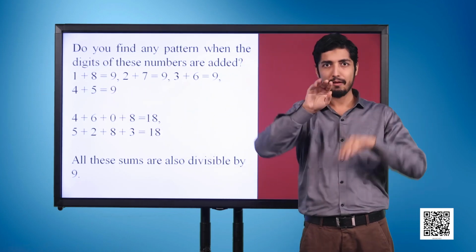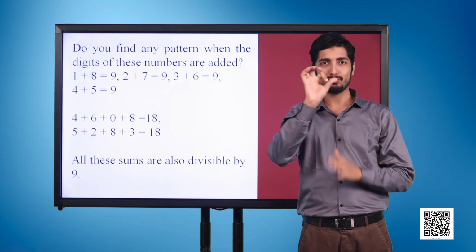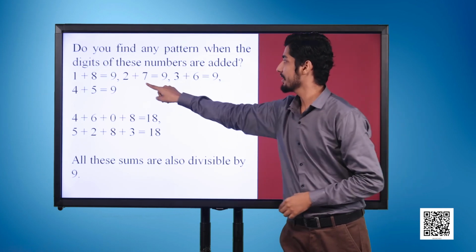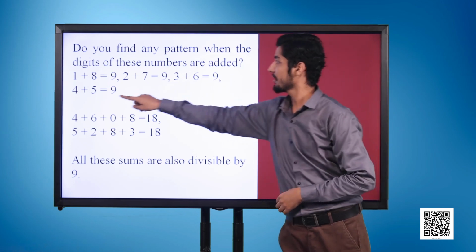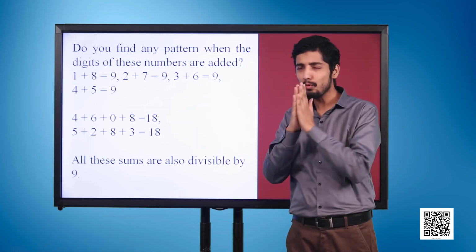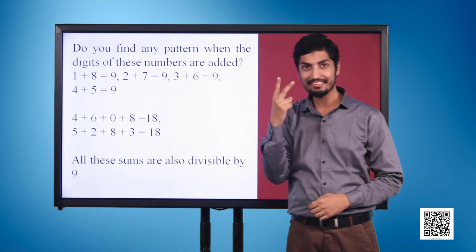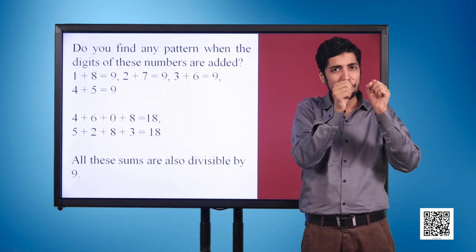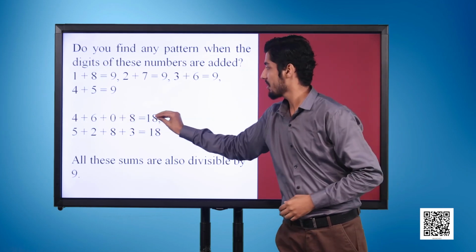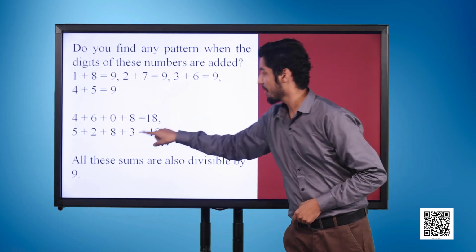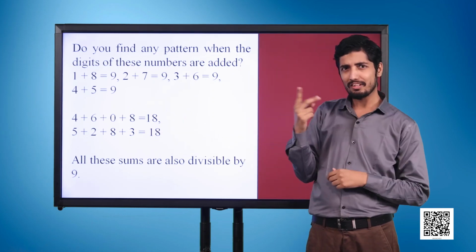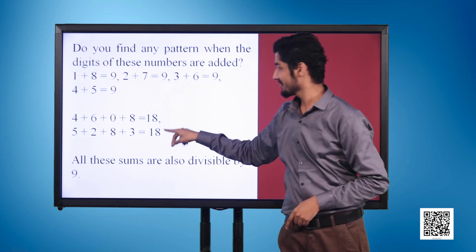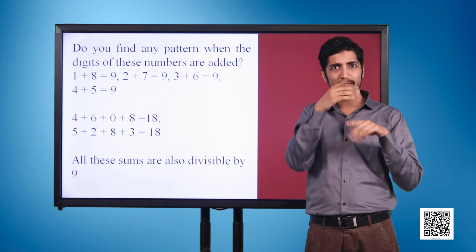1 plus 8 is equal to 9. 2 plus 7 is equal to 9. 3 plus 6 is equal to 9. 4 plus 5 is equal to 9. 4 plus 6 plus 0 plus 8 is equal to 18. 5 plus 2 plus 8 plus 3 is equal to 18. All these sums are also divisible by 9.